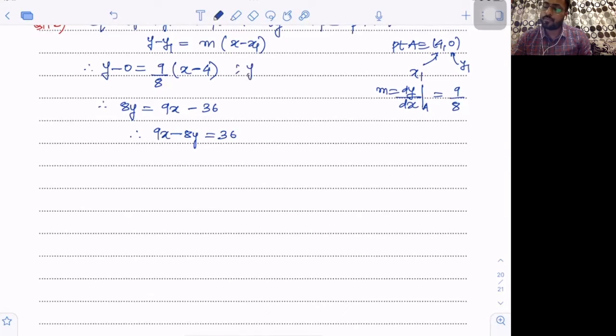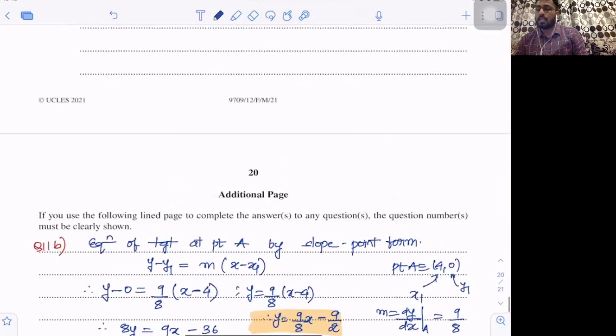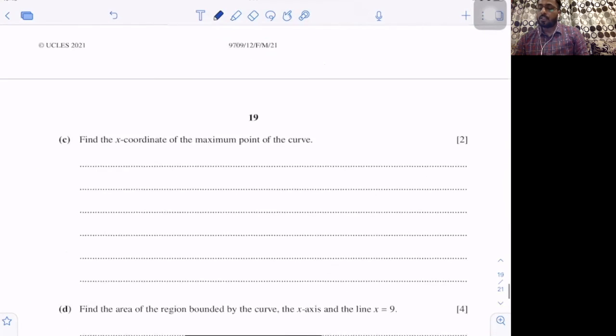Y is equal to 9 upon 8 times of x minus 4. So it looks like y equal to mx plus c. So for that, you want to multiply that 9 upon 8 inside the bracket. So that gives you y is equal to 9 upon 8x minus, so 9 upon 8 multiplies with 4. So 4 and 8 cancels, you get 2. So minus 9 upon 2. So you could keep your answer here. That's one of your answers. Okay, that's one of the form of the answer. Or you can keep your answer in this form. Both the answers should fetch you full marks. So that's question 11b.